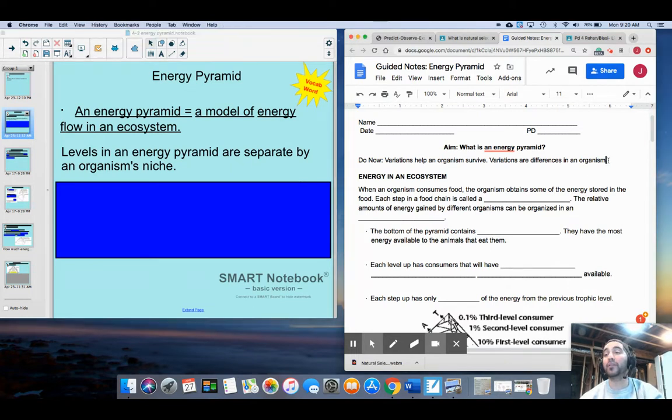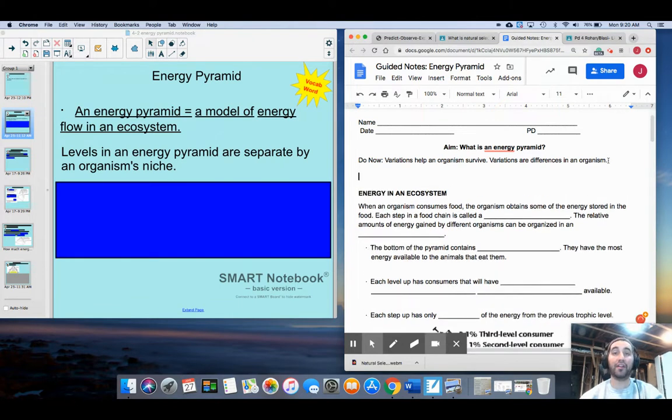Underneath the do now, you have the definition of an energy pyramid. So I want you to type: an energy pyramid equals a model of energy flow in an ecosystem. So that's the definition. That is what you are writing in your guided notes.